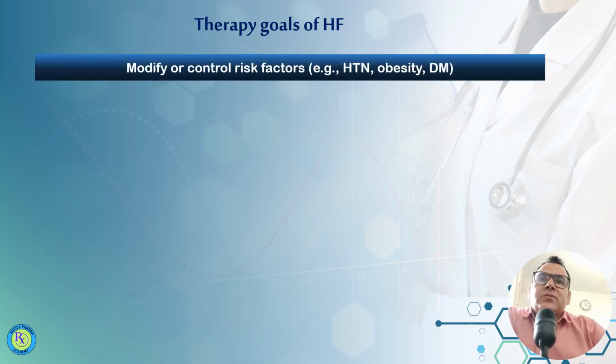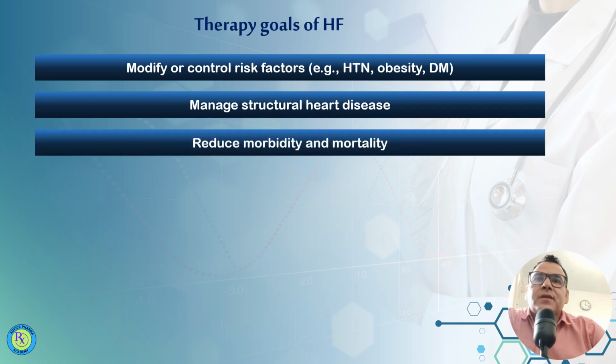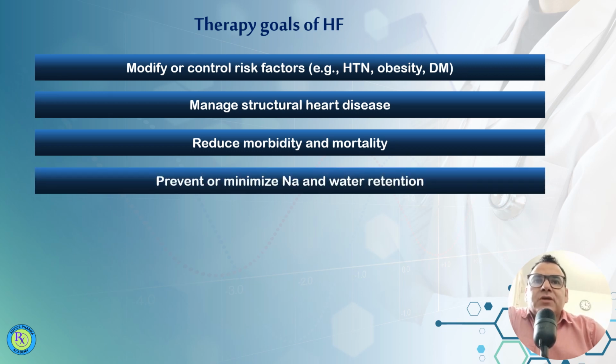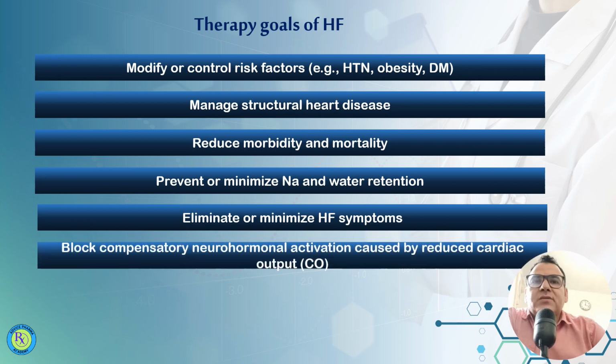So what is the goal of therapy in heart failure? The first one is to modify the risk factors. As we mentioned, diabetes and hypertension, and of course obesity, which will increase the risk of diabetes, should be managed to decrease the risk of heart failure. You need to manage structural heart disease which may develop, like MI or stroke. Reduce morbidity and mortality by using medications that have a mortality benefit. Minimize sodium and water retention because this will increase edema and increase the patient's symptoms of fatigue and dyspnea. Eliminate or minimize the symptoms like fatigue and dyspnea.